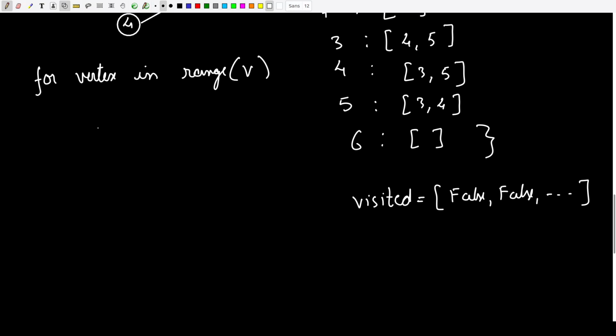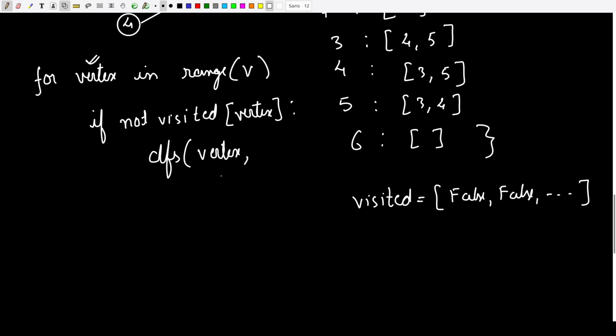Now within this, we are going to check if this vertex is visited or not. If it is not visited, then we are going to perform DFS starting from this vertex. So let us perform DFS from this vertex, and then let us pass the necessary parameters for DFS. The necessary parameters are visited and graph.